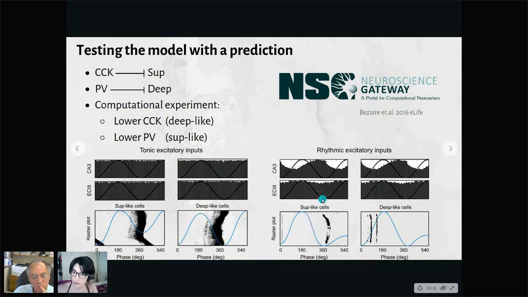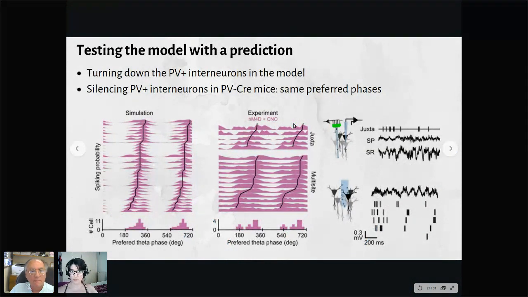And doing that, we had what we were expecting: superficial-like cells firing mostly in depth. This is a raster plot, sorry. So each of these rows is one different neuron, and we have here, I don't know, thousands of neurons. While I am using just one pyramidal cell at a time, sorry. So here we see that the superficial-like cells fire mostly at the trough, and the deep-like cells fire mostly in the peak.